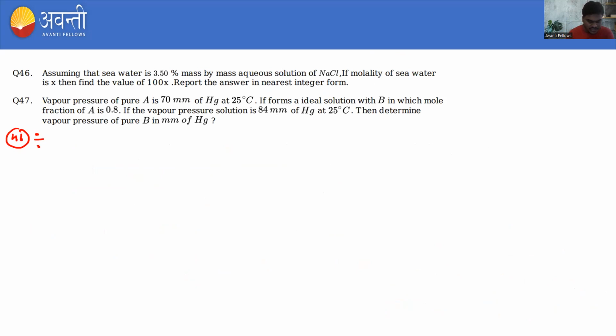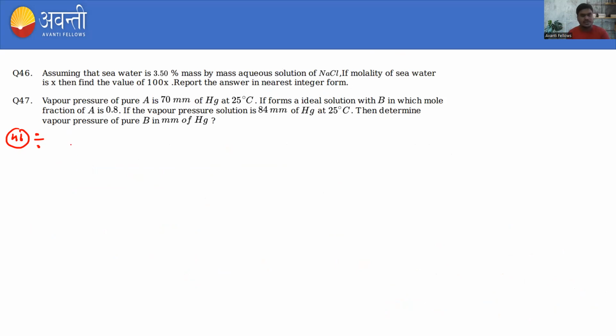Basically in question number 46, they are asking, assume the seawater is 3.5% mass by mass aqueous solution of NaCl. If the molality of the seawater is X, then find the value of 100x. Report the answer in the nearest integer form. So this is a numerical based question. Let me solve this.